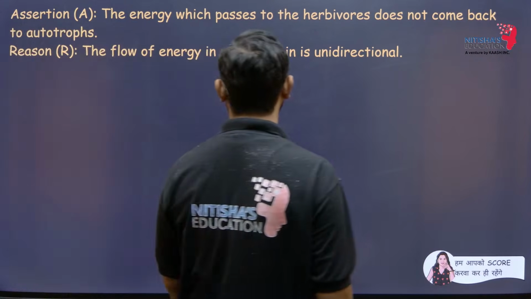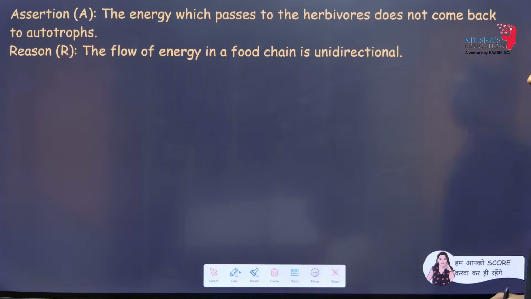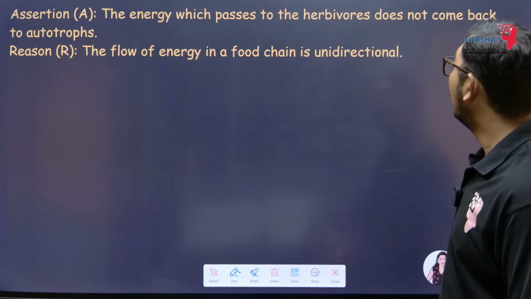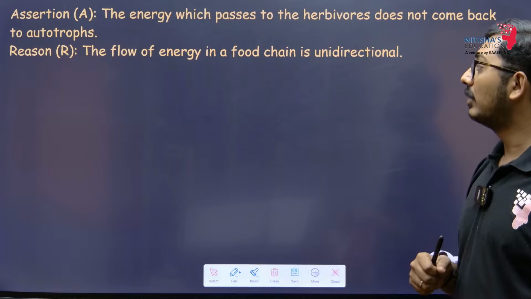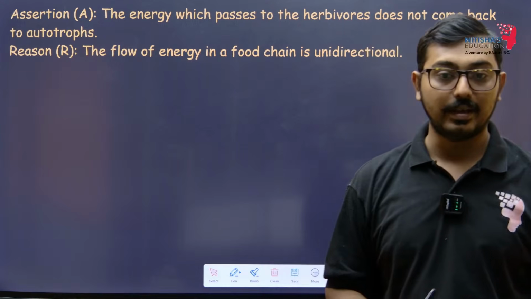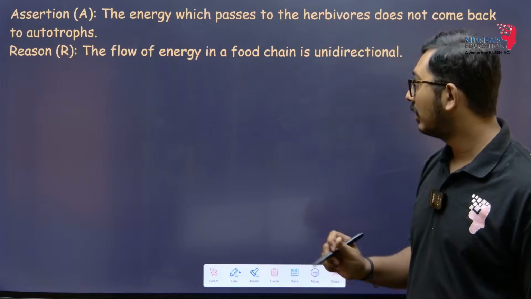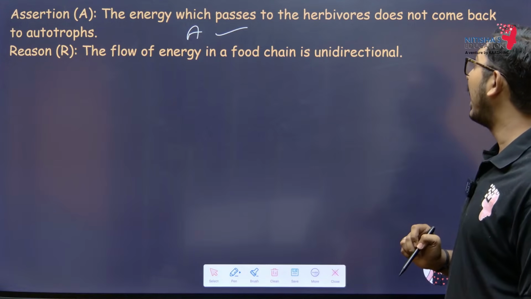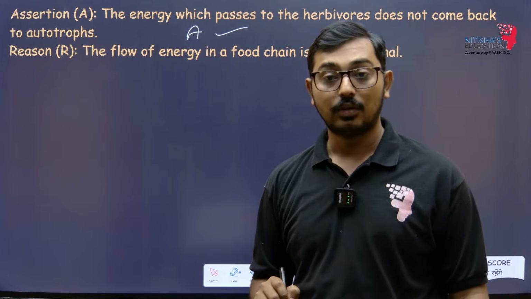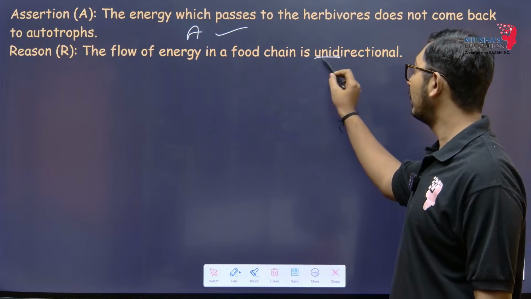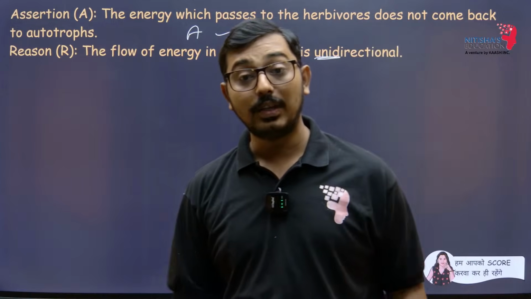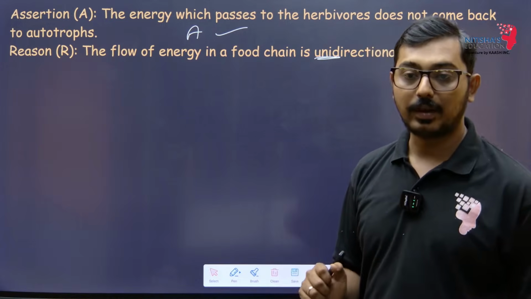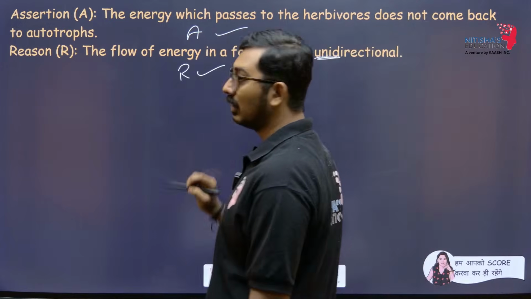The energy which passes to the herbivorous does not come back to the autotrophs. First of all, is that statement correct? So yes, assertion is correct. The flow of energy in a food chain is unidirectional. Only in one direction the flow of energy takes place. That is also correct. We have a triangular pyramid-like structure. So reason is also correct.